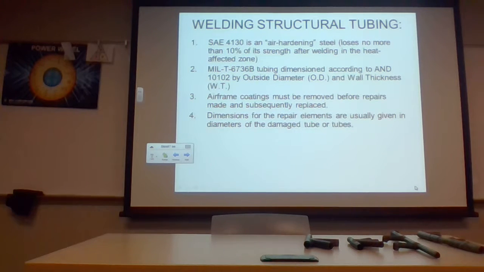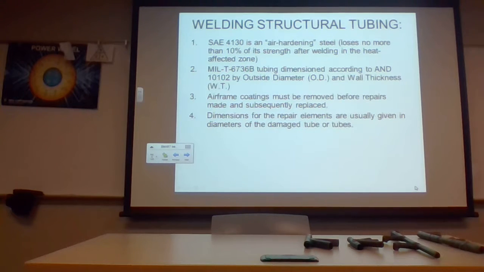When you look in a catalog or a structural repair manual, and they specify dimensions, usually the dimensions are indexed in terms of the outside diameter of the tubing and the wall thickness. The outside diameters are usually in 16th of an inch increments, and the wall thickness is usually in thousandths of an inch increments. You might have something like 5/8 inch diameter tubing with a 0.035 wall thickness. That would be relatively common.